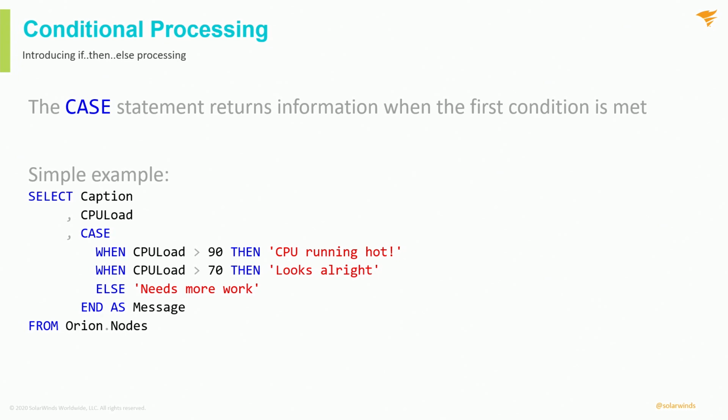Now, the most important thing about this particular type of processing is it terminates when it finds the first match. So if I reordered these where the CPU load greater than 70 was first, and my CPU was 93, it would hit that first in processing, and that's what it would return because it met its requirements and it bailed out.